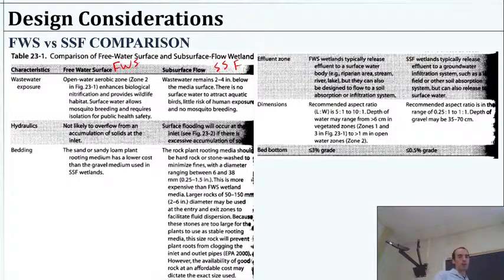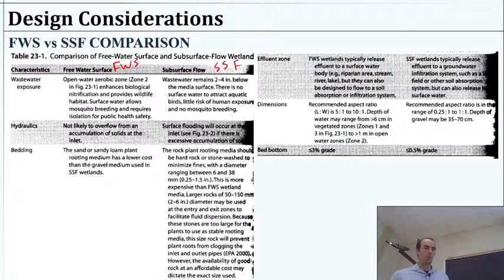We can look at the hydraulics, the bedding material and the costs there. What does the effluent look like, and how's that working? Then how big do you need it, right? So the dimensions for an FWS system recommended, we have some aspect ratio length to width of 5:1 to 10:1, and depth can be anywhere from over 6 centimeters in the vegetation to about a meter or so in the open zones.